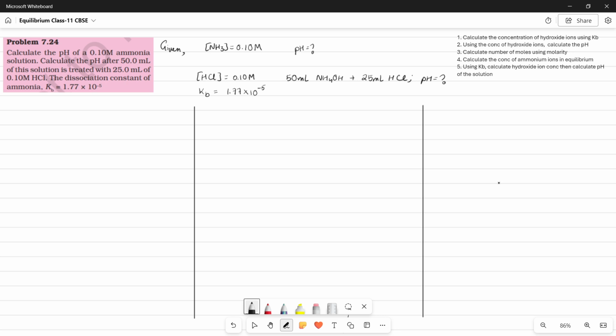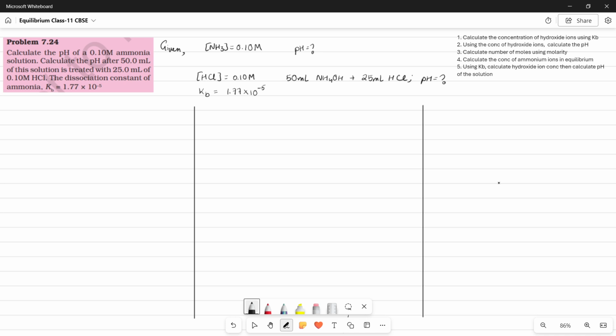First of all, calculate the pH of 0.1 molar ammonia solution. Then calculate the pH after 50 ml of the solution is treated with 25 ml of 0.1 molar HCl. The dissociation constant has been given to us. So essentially what we're doing is we're calculating the pH twice. First is for the ammonia solution itself, and the second is when we add some amount of HCl to it.